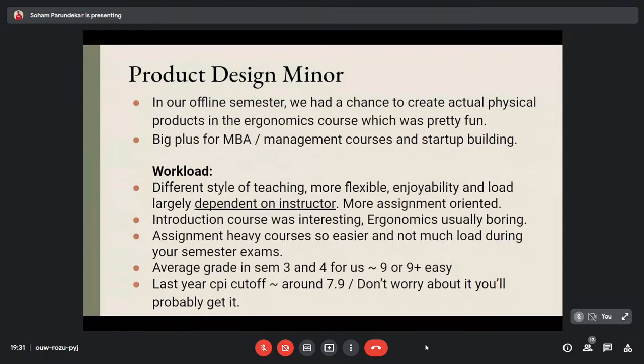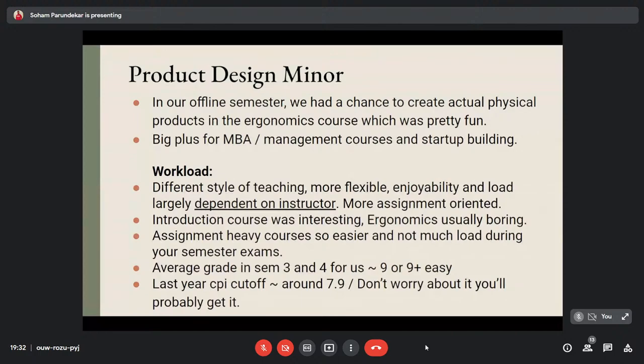As I said, in our offline semester, we worked on actual physical products using ergonomic principles. And in your future, when you go to study for your MBA or product management, it will help you a lot there. And if you are interested in building your product or a startup, there are a lot of principles taught during the course. It's not only about design, it's also about product. So it will help you a lot there as well.